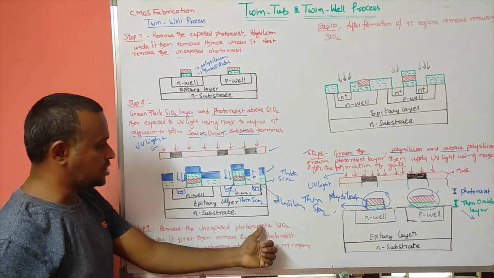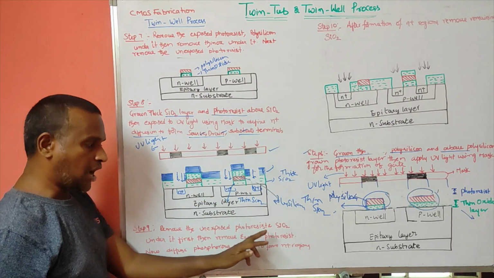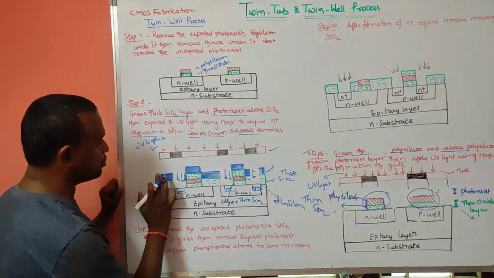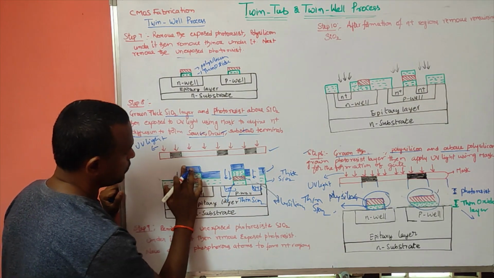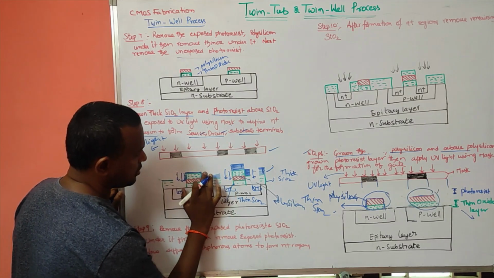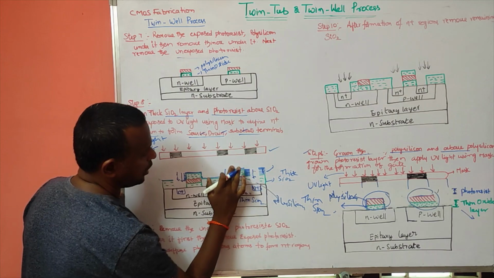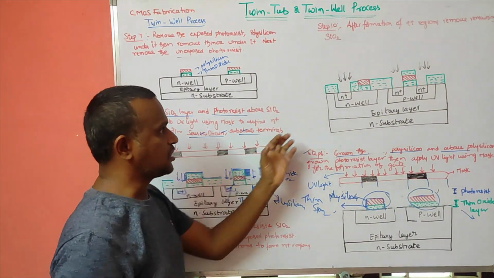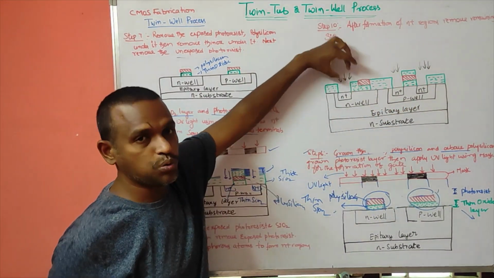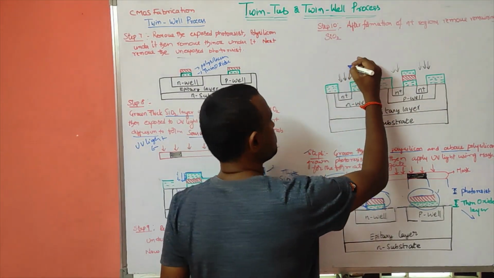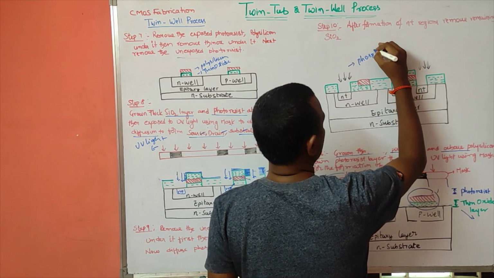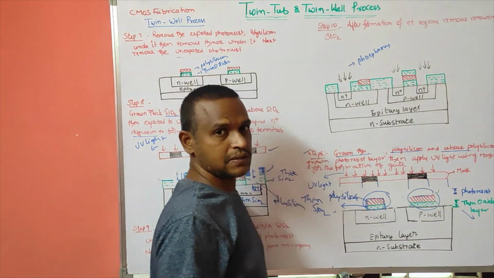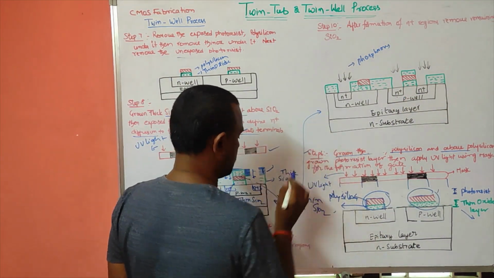I am removing the unexposed photoresist and the SiO2 under it. So I have removed this one and this one. After that we also have to remove the remaining exposed photoresist, like this. So I have removed this one also. The resultant diagram will be like this. In the space we have defined, I will send the phosphorus atoms, so that this becomes N plus, this becomes N plus and this becomes N plus. So this is the diagram for this step.